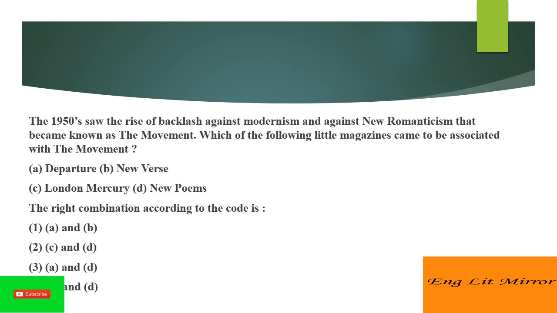The 1950s saw the rise of a backlash against modernism and against New Romanticism that became known as the movement. Which of the following little magazines came to be associated with the movement? A. Departure, B. New Verse, C. Lenten Mercury, D. New Poems. The right combination according to the code is, answer is option 3, A and D.